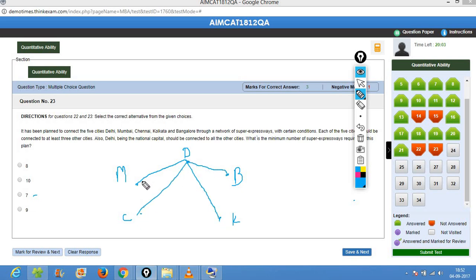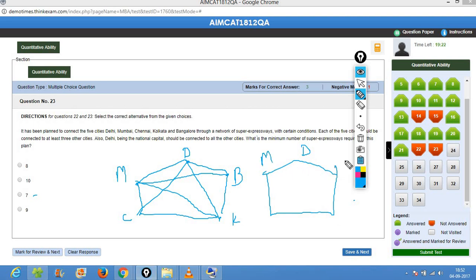Okay, nice. And each of the 5 cities should be connected to at least 3 other cities. So this is connected to this one. It's also okay, nice. Roughly, I can say that it looks like a pentagon. What is the minimum number of super express required for this plan? Okay, so minimum 1, 2, 3, 4, 5, and this and 6, 7, 8, 9. I just made lots of lines. Let's minimize.